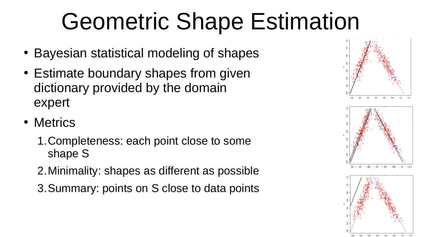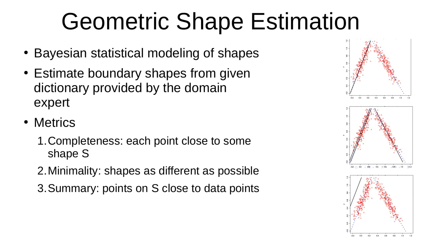In order to accomplish this task, we use a number of 3 metrics. One is completeness, which means each point, each test case from the active learning cycle should be close to some shape S. So when we look at the right-hand figure, top figure, obviously the red points correspond to two intersecting lines. However, if the system only detects as a shape the left-hand line, then the shape estimation has a bad completeness.